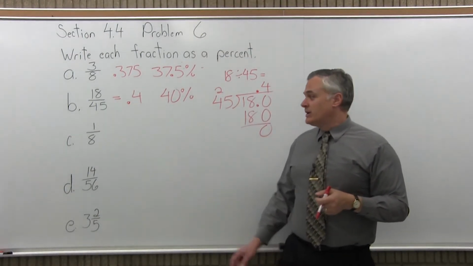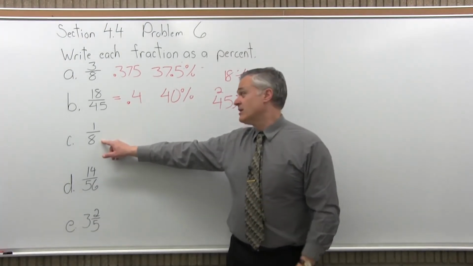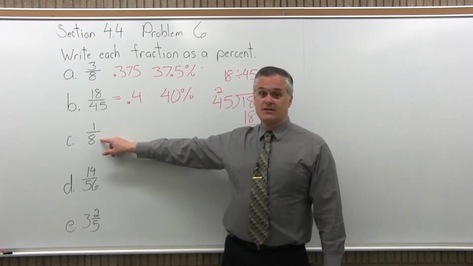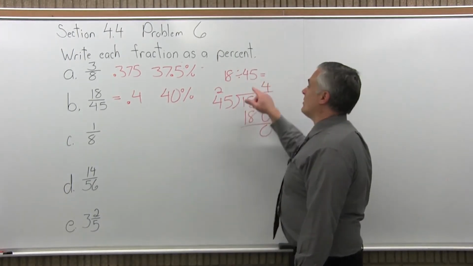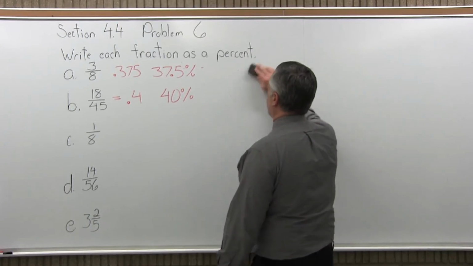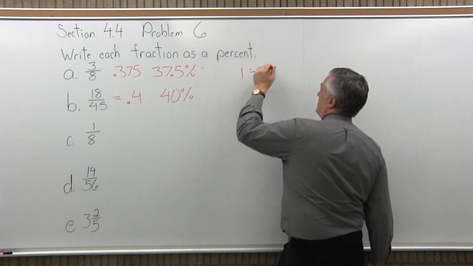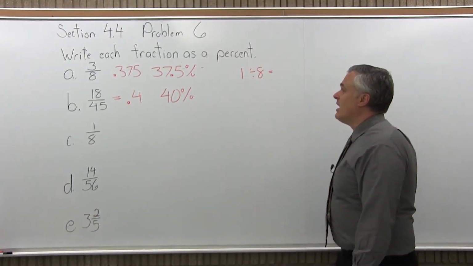So the next one, C, 1/8. Same process, write it as a percent. Ask yourself, first thing, can I multiply the denominator of 8 times something to make it a 100? Unfortunately, we can't. So we'll have to do this process. Again, if you have a calculator, you can just do the numerator divided by the denominator equals, and you'll get the decimal right away.